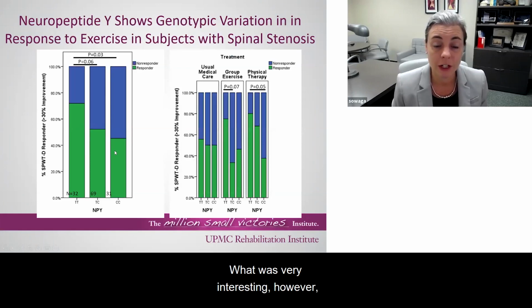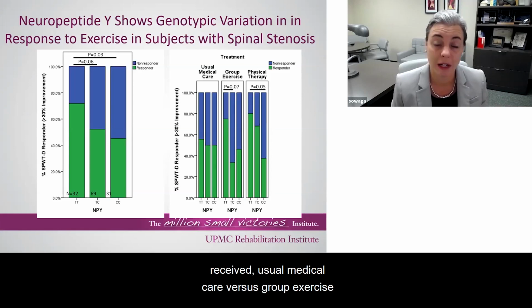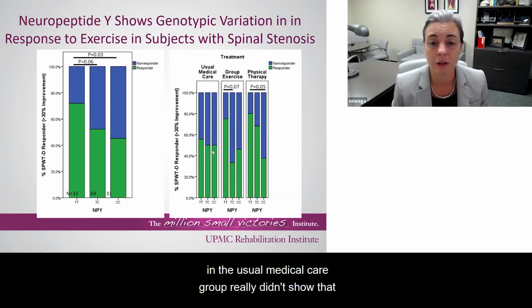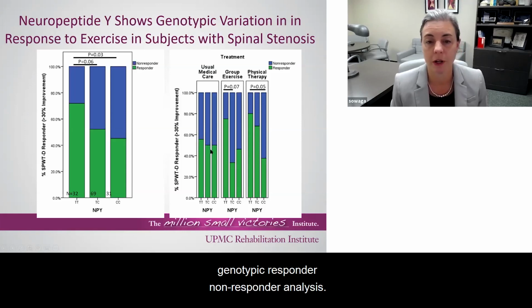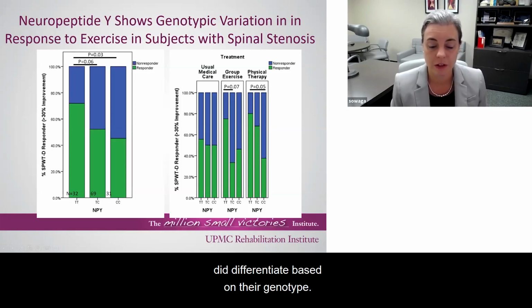What was very interesting, however, is when we looked at this based on the type of care they received, usual medical care versus group exercise or physical therapy, what we saw was that individuals in the usual medical care group really didn't show that genotypic responder-non-responder analysis. It was pretty equal across the board. But what we did see is that in patients who are responders or non-responders to an exercise regimen, either group exercise or physical therapy, did differentiate based on their genotype.